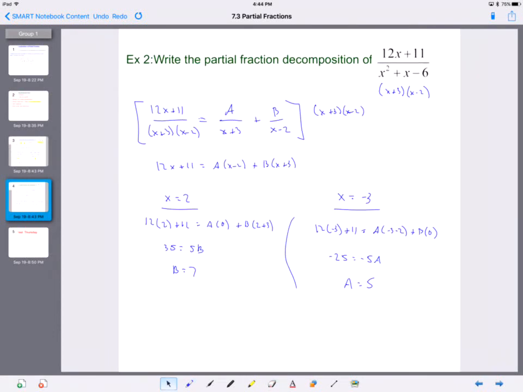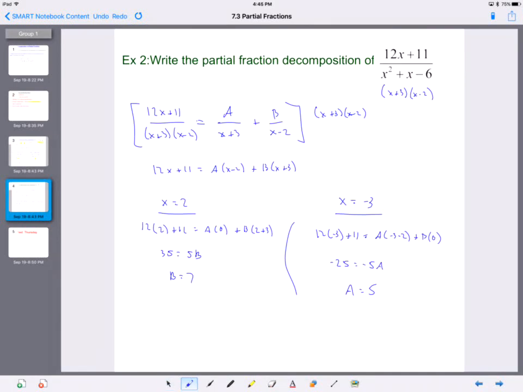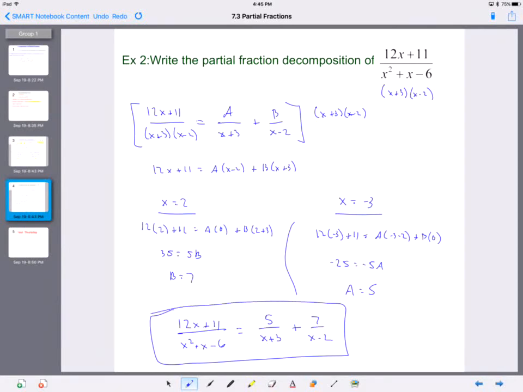And then we just rewrite. So we'll take the original 12x plus 11 over x squared plus x minus 6 is equal to a, which is 5 over x plus 3, plus b is 7 over x minus 2. And so there you go. Once again, taking a rational expression and rewriting it as partial fractions. And that is it. Thanks.